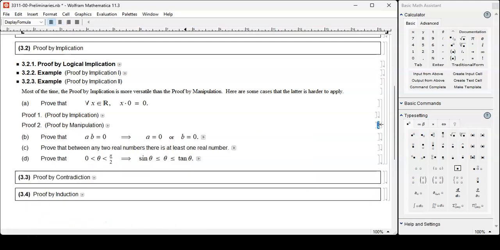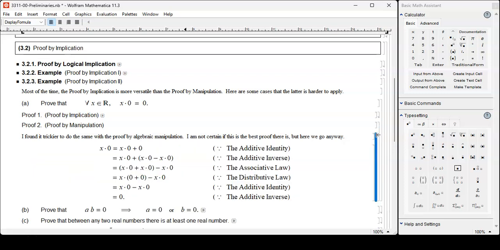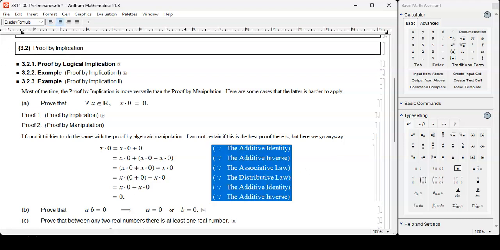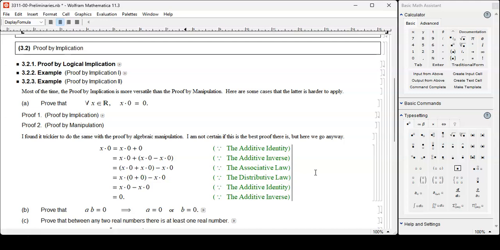If you use proof by algebraic manipulation, you can do it like this, starting from here and then doing some manipulation, and eventually getting to 0. You can do it like this too. And then we have all those reasonings here. Yes, you can do that too. But this is a little bit harder as a matter of fact.